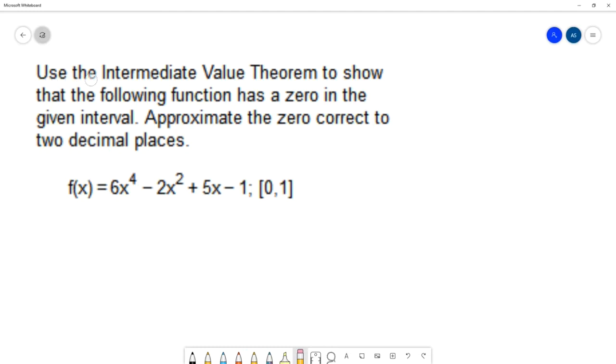In this example, we want to use the intermediate value theorem to show that the following function has a 0 in the given interval. Approximate that 0 correct to 2 decimal places. The polynomial function that we're working with is f of x equals 6x to the 4th minus 2x squared plus 5x minus 1. And we want to approximate this 0 on the interval from 0 to 1.